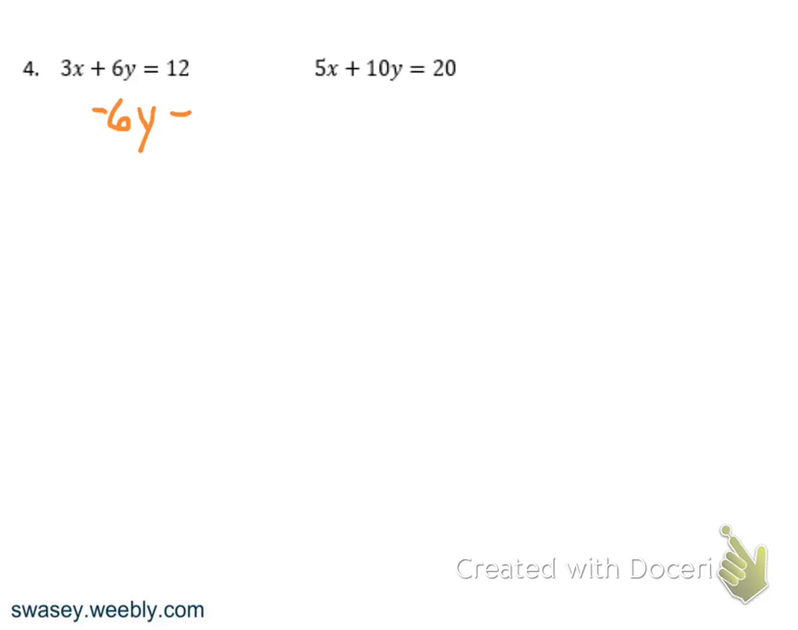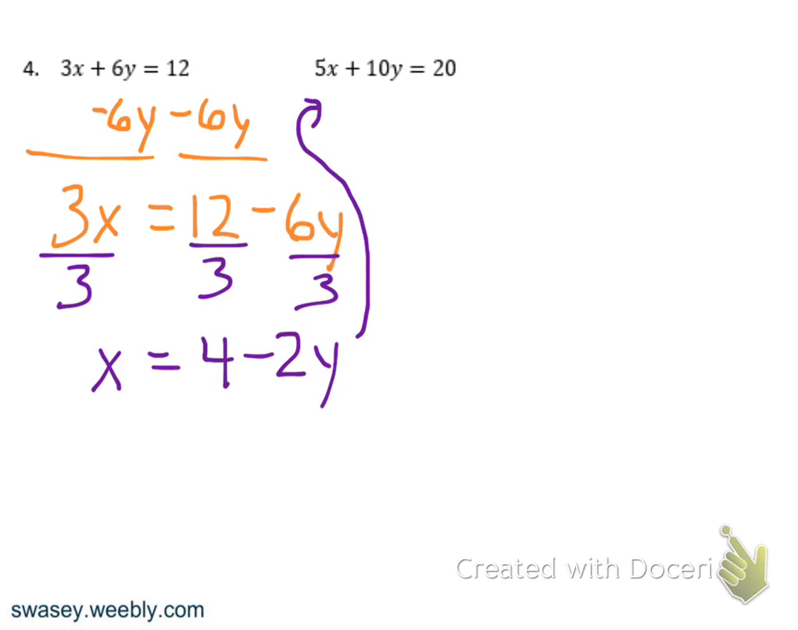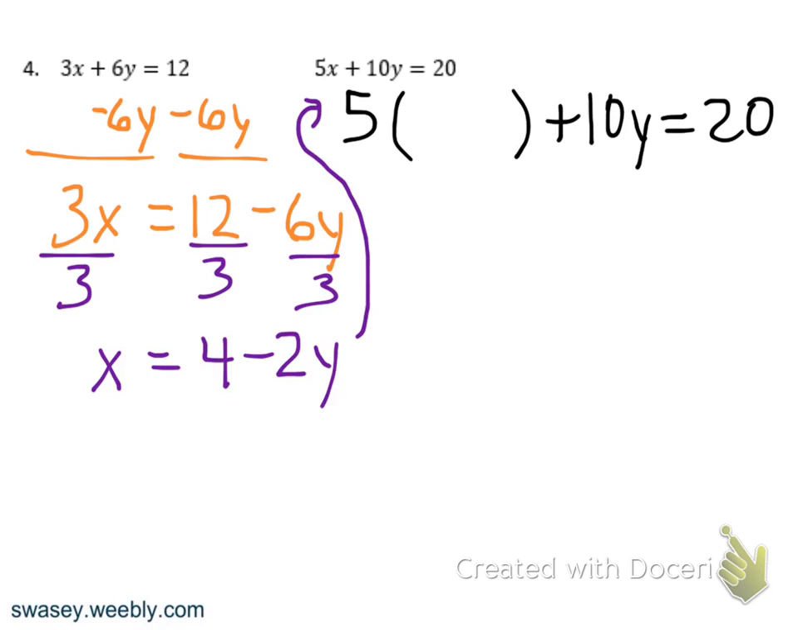I want to get rid of the y. I want to move it to the other side, so I'm subtracting 6y to get rid of the plus 6y. They're not like terms, you can't combine them. Now to get rid of multiplying by 3, divide everything by 3. And so we have x equal to 4 minus 2y. So x equals 4 minus 2y. Now we can replace x in this other equation with that. So we have 5 times x. And we're going to substitute in for the x with the 4 minus 2y.